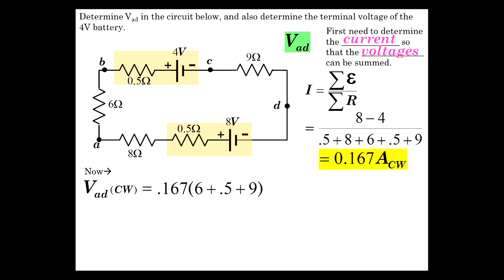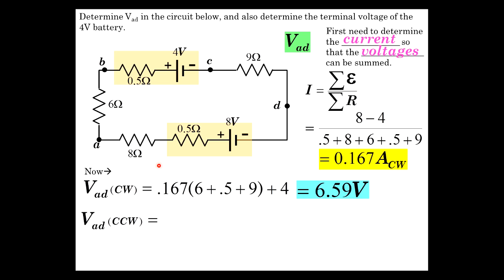0.167 current times the 6 and the 0.5 and the 9. And added to that is going to be the 4, giving us 6.59 volts. Let's do it again the other way around. Let's go the voltage of A from the point of view of D going counterclockwise, going this way.